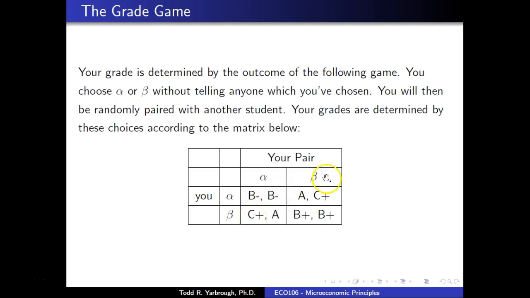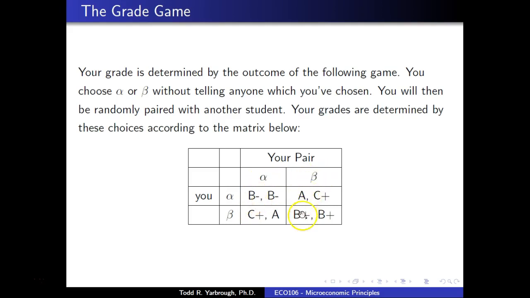On the other hand, if I think my pair is going to pick beta, that puts me in one of these two quadrants. I pick alpha and get an A, or I pick beta and get a B+. Again, I see that it's in fact better for me to pick alpha. This actually means that regardless of what my pair picks, it's better for me to pick alpha. If they pick alpha, I do better by picking alpha.